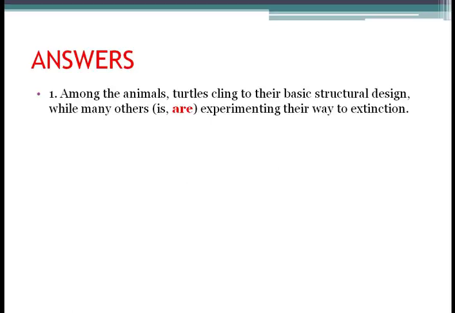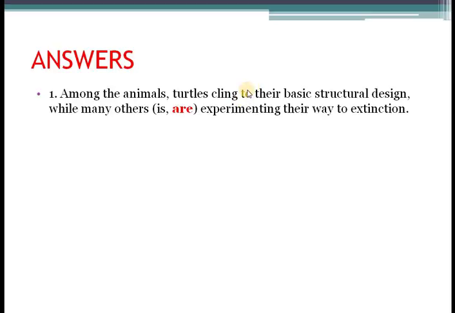Let us look at question number 1. Among the animals, turtles cling to their basic structural design, while many others are. Now, when we look at it, the question that we need to ask ourselves is who or what is the subject of the sentence? We are going to exclude anything in these two commas because these two commas can be counted as brackets, which would be intervening phrases, right? Which would be an intervening phrase right here.